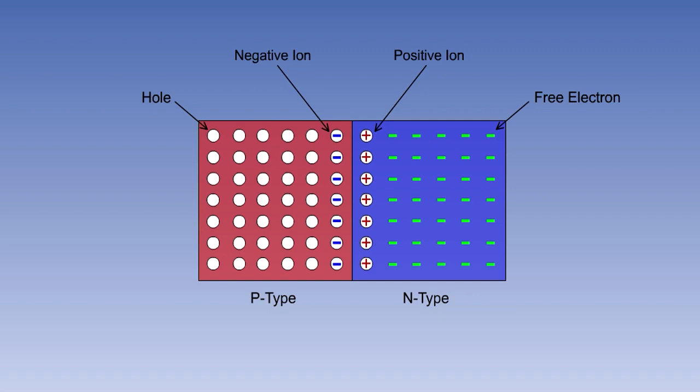This migration produces positive ions in the N material and negative ions in the P material. This in turn produces a charged region at the junction, known as the depletion layer, and creates an electrical potential, known as the barrier potential, across the junction. The positive and negative ions in the depletion layer repel holes and electrons, preventing further electron or hole movement between the materials.